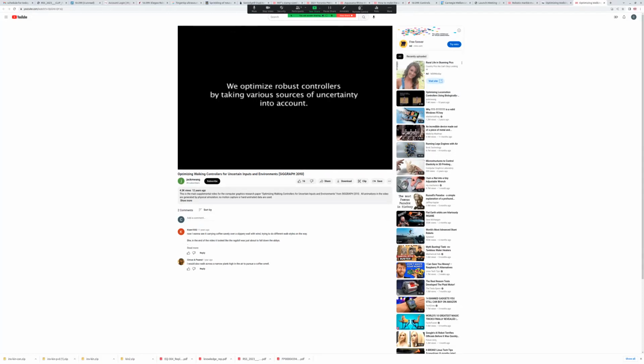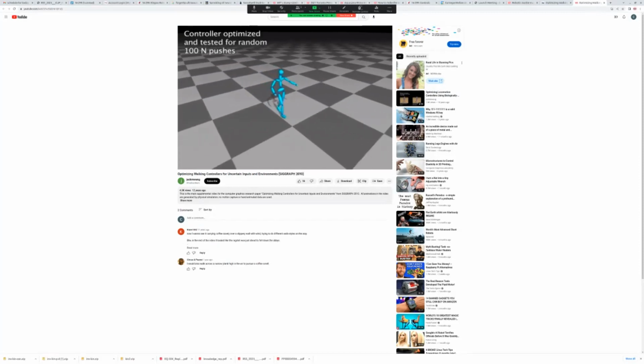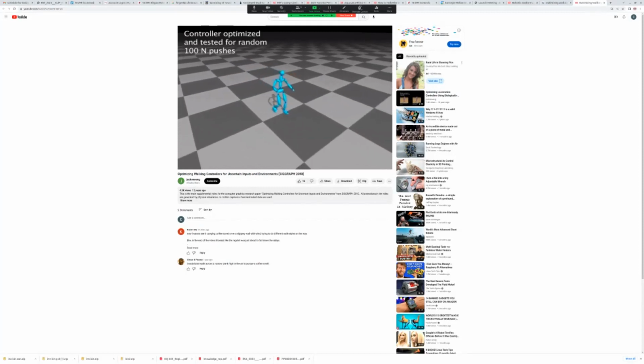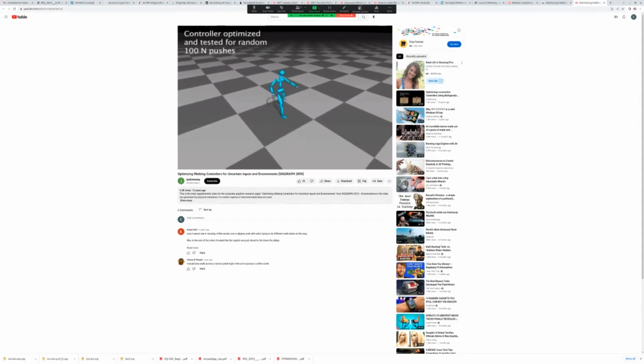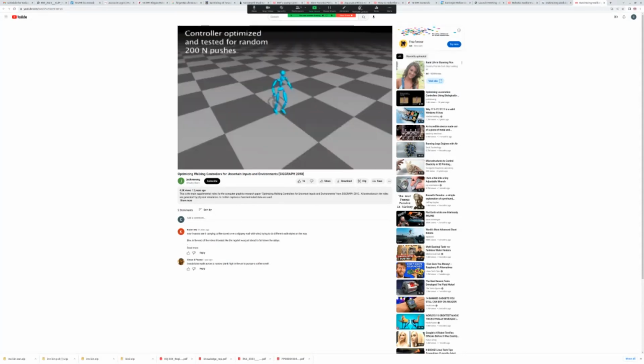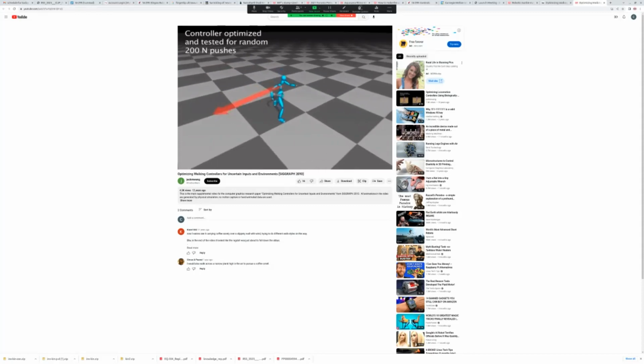So he also looked at, suppose we tell it to turn and stuff like that. So now he wants a robust controller. And as you can see, if you optimize for uncertainty, you can handle that kind of uncertainty. It doesn't necessarily make you good at handling other kinds of uncertainty.